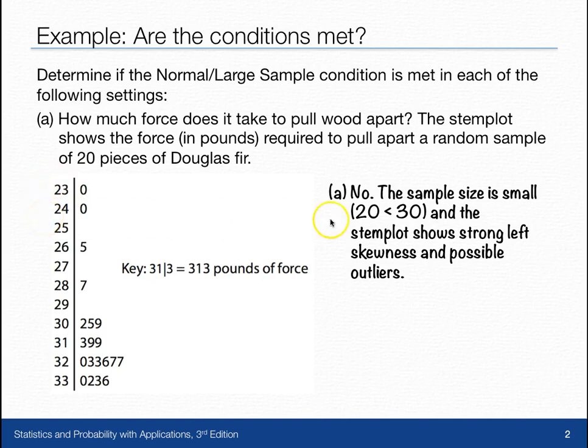So for part A, we'd say no. The normal large sample condition is not met because that sample size is small, it's less than 30, and the stem plot does show that strong left skewness and possible outliers.